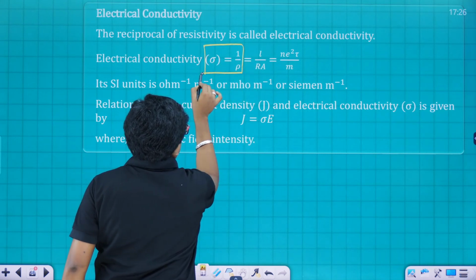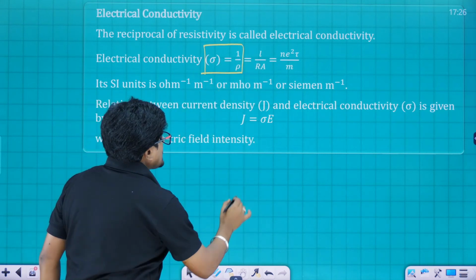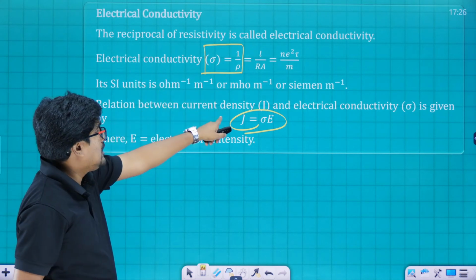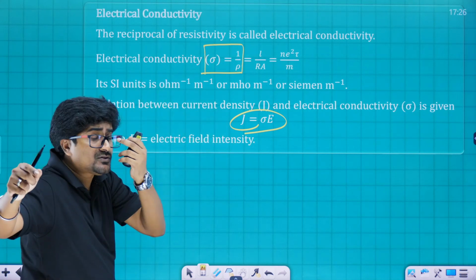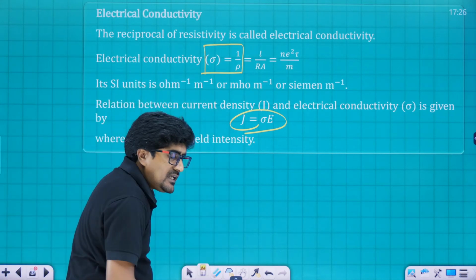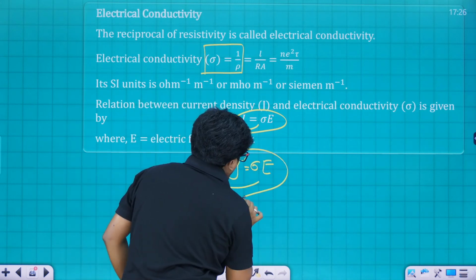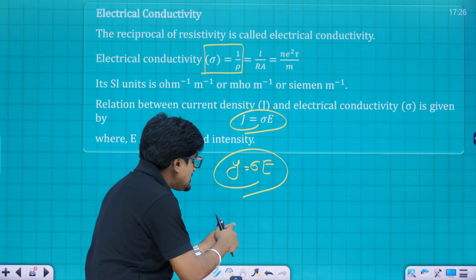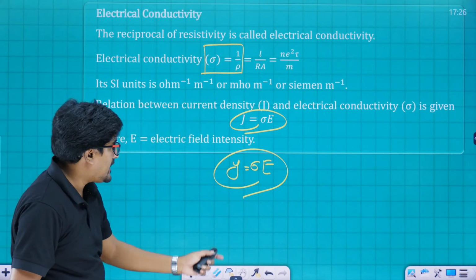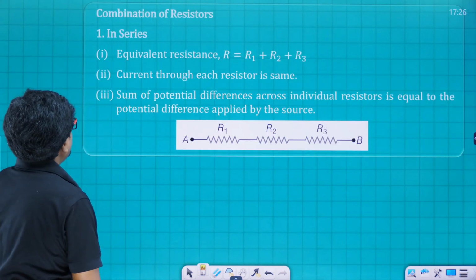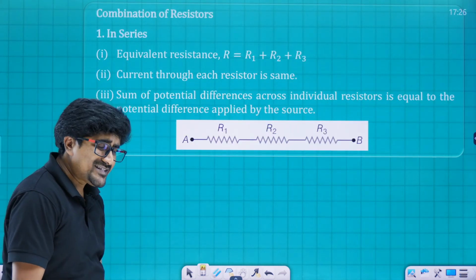And here comes the relationship between current density and conductivity, that is J equal to sigma times capital E, where J stands for the current density, sigma stands for conductivity, and capital E stands for the electric field that we applied. Next comes the combination of resistors.